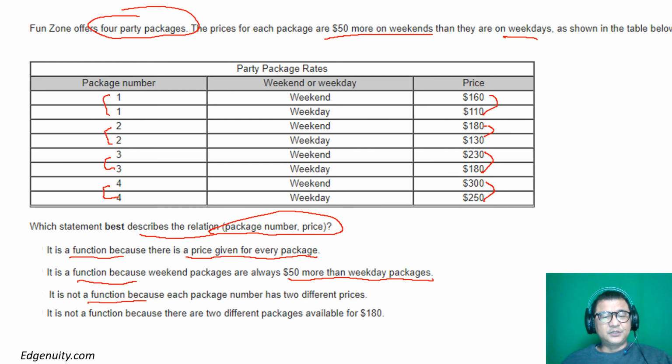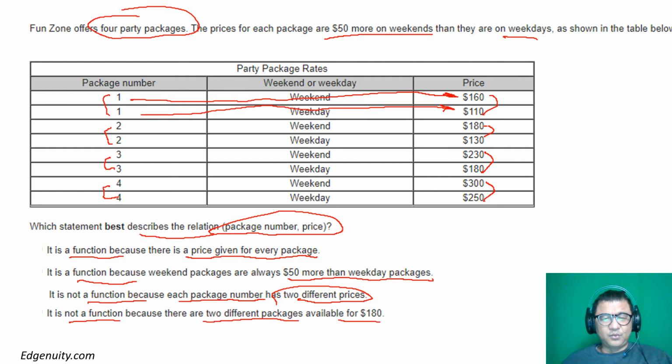It is not a function because each package number has two different prices. Is that true? One could be the input of one could be 150, and the input of one could be 110. That makes sense. It is not a function because there are two different packages available for 180. Okay, remember the y value can repeat itself. It doesn't matter. But here, this is the number that cannot repeat itself. So it is not a function, and the third statement explains why.